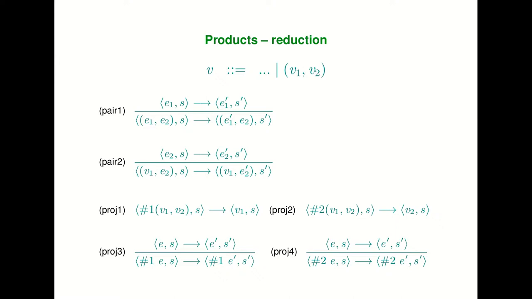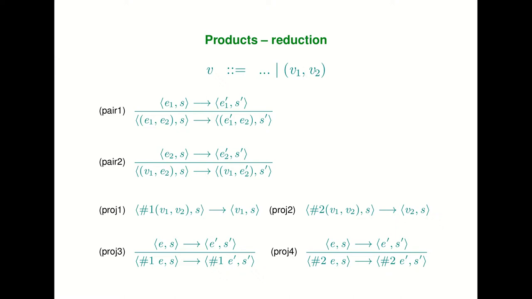All right, and if we actually have a pair value v1 comma v2, then when we project out the first component, what we do is we throw away the second component and return only the first bit. So #1 of v1 comma v2 is going to go to v1. And when we do #2 of v1 comma v2, we'll get v2. So there's no effect on the store. All we do is we project out the appropriate component of the pair.